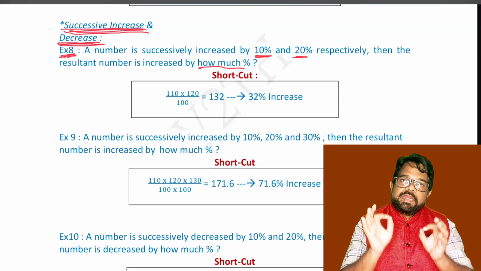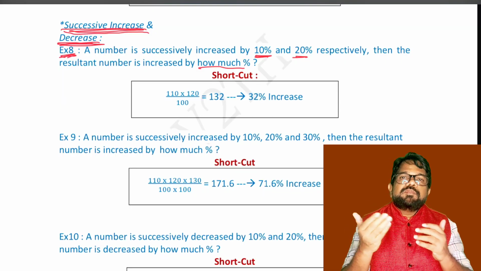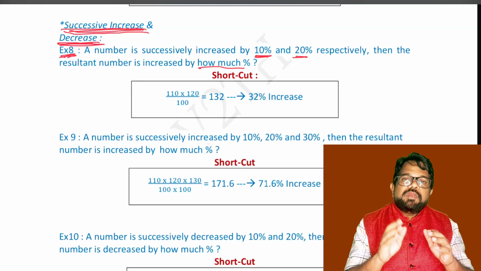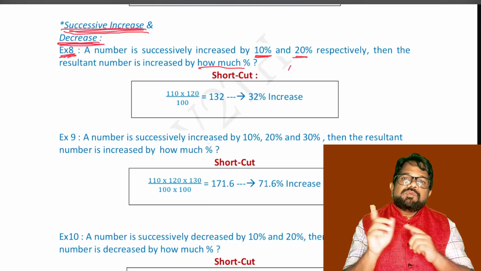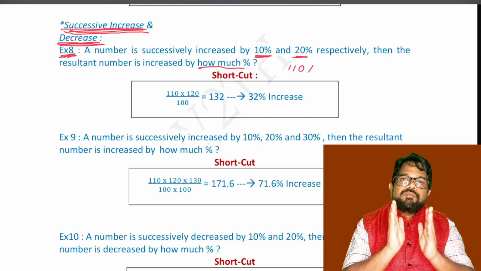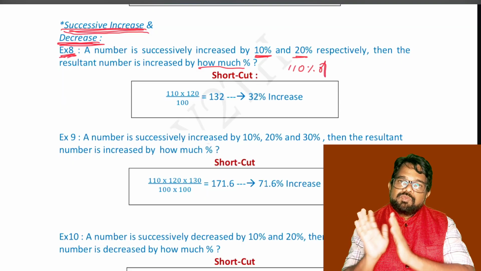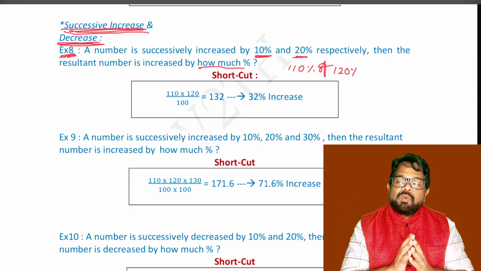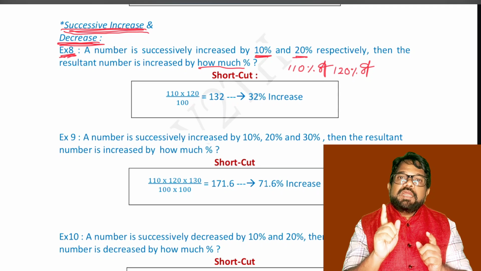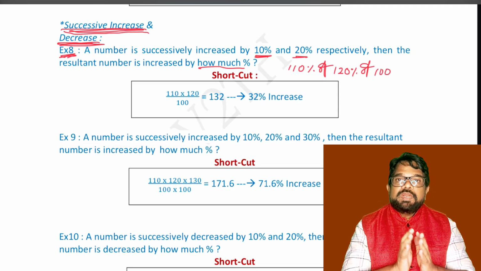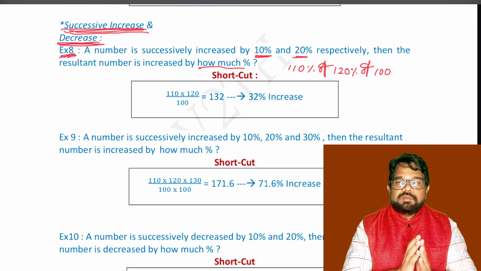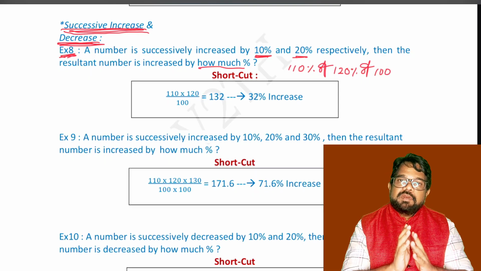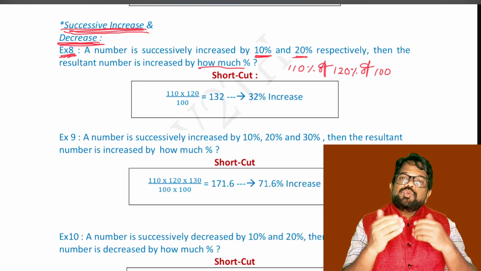What is the general method? Take 100 as the base. First, increase it by 10%. What is 10% of 100? 10. 10% increase means indirectly 10 increase, so it becomes 110. 100 becomes, after increasing 10%, 110. Again, 110 is increased by 20% now. What is 10% of 110? 11. 20% means 22. 10% is 11, double it. 20% means 22.